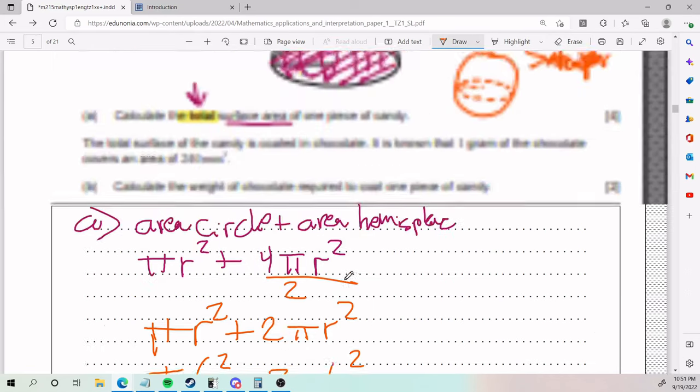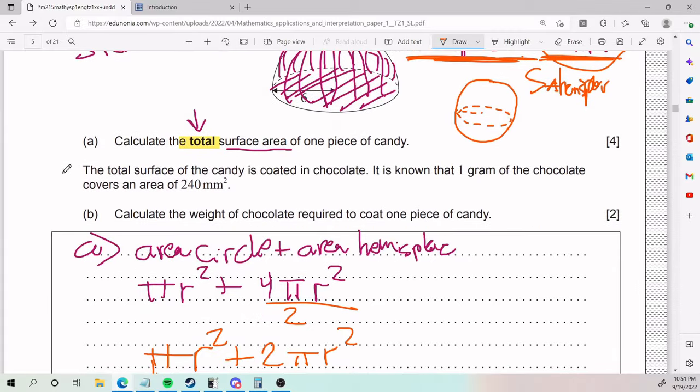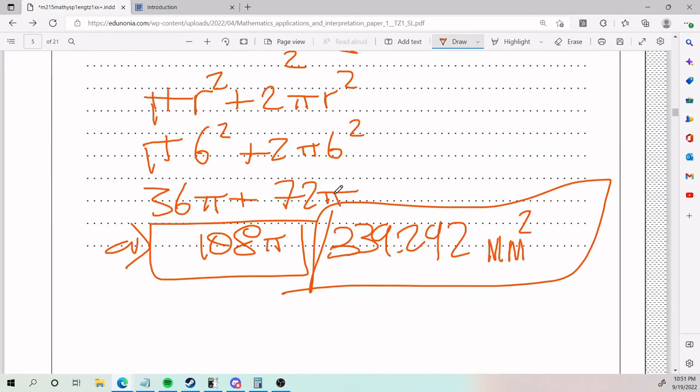Cool. Part B. They tell us the total surface area of the candy is coated in chocolate. Look at that, coated in chocolate. It is known that 1 gram of chocolate covers an area of 240 millimeters squared. Calculate the weight, ojo, the weight of chocolate required to coat one piece of candy. So the piece of candy has how much surface area? It has this amount of surface area, ¿cierto?